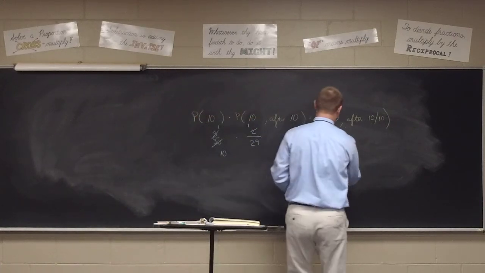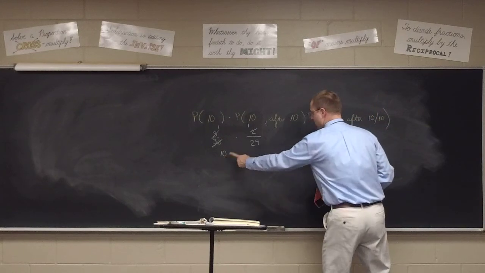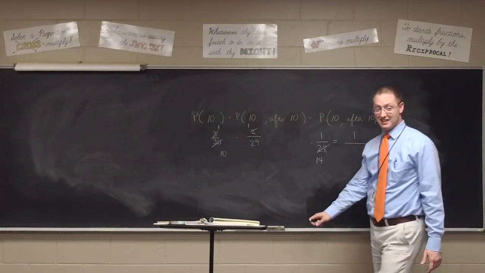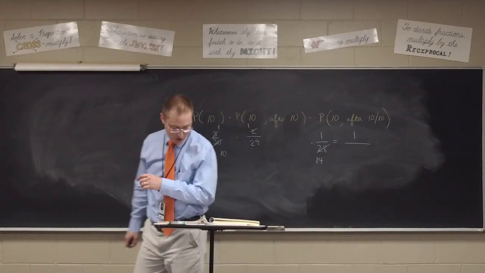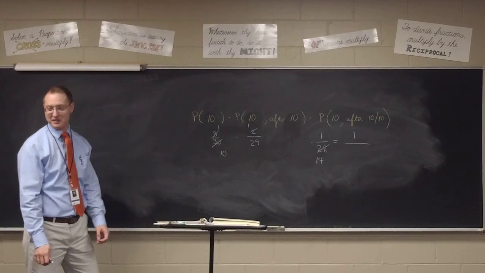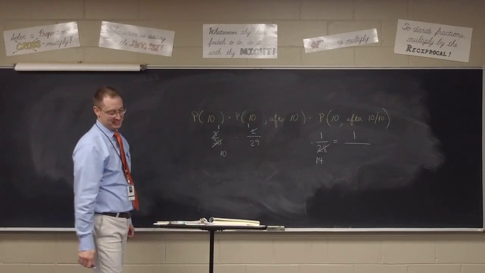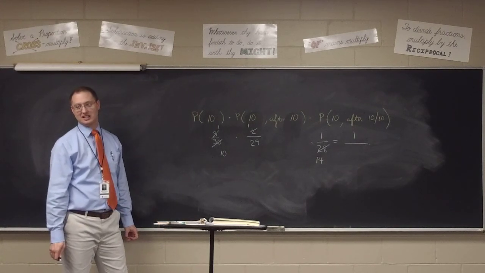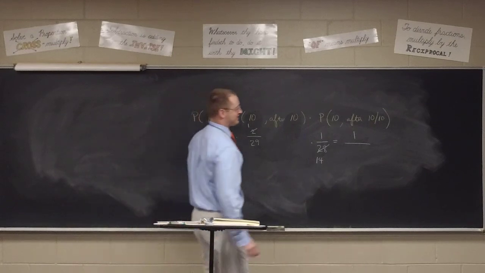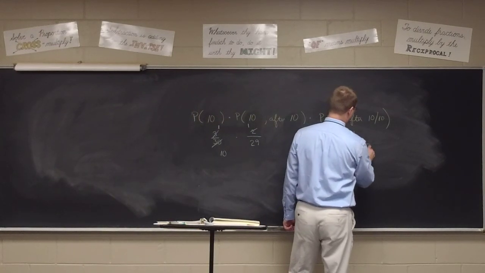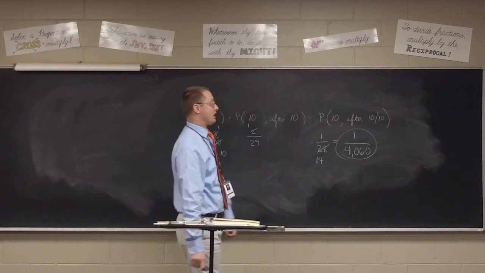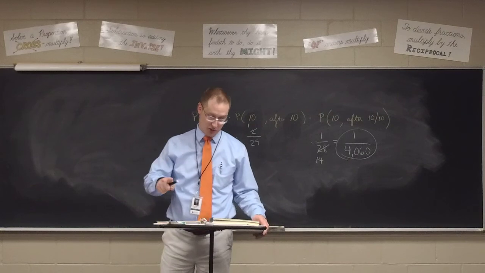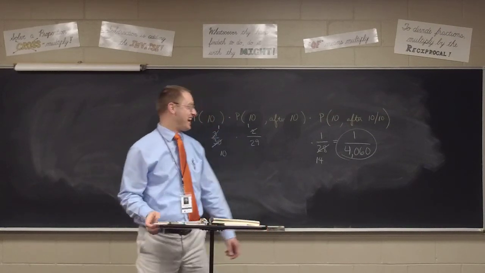1 times 1 times 1, of course that's just 1. And across the bottom, 10 times 29 times 14, anybody? I'm cheating and looking in the answer key because I'm lazy. 4,060. 1 to 4,060 is the odds of getting all 3 10s in successive draws. In other words, if you get all 3 10s, they're gonna think you're cheating. All right, questions on that?